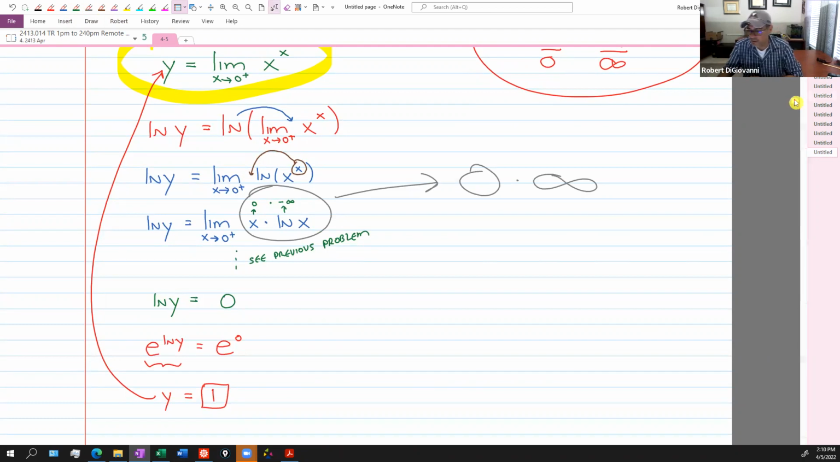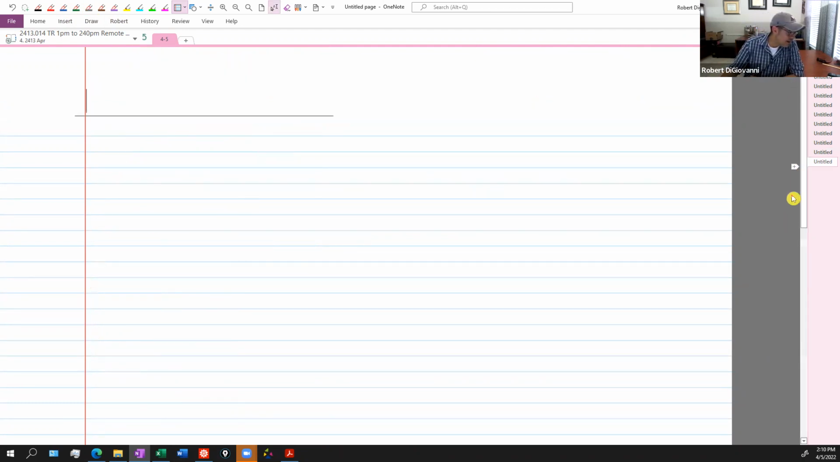All right, let's do another one. Let's do this one. Limit as x goes to 0 from the right of tangent x to the x. What's tangent of 0?